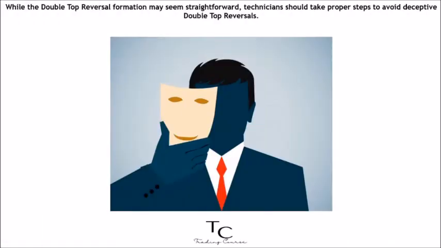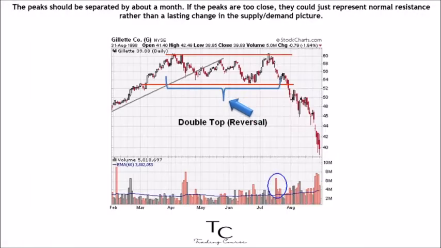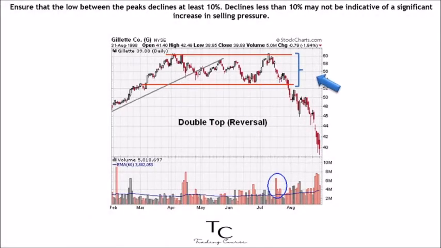While the double top reversal formation may seem straightforward, technicians should take proper steps to avoid deceptive double top reversals. The peaks should be separated by about a month. If the peaks are too close, they could just represent normal resistance rather than a lasting change in the supply-demand picture. Ensure that the low between the peaks declines at least 10%. Declines less than 10% may not be indicative of a significant increase in selling pressure.